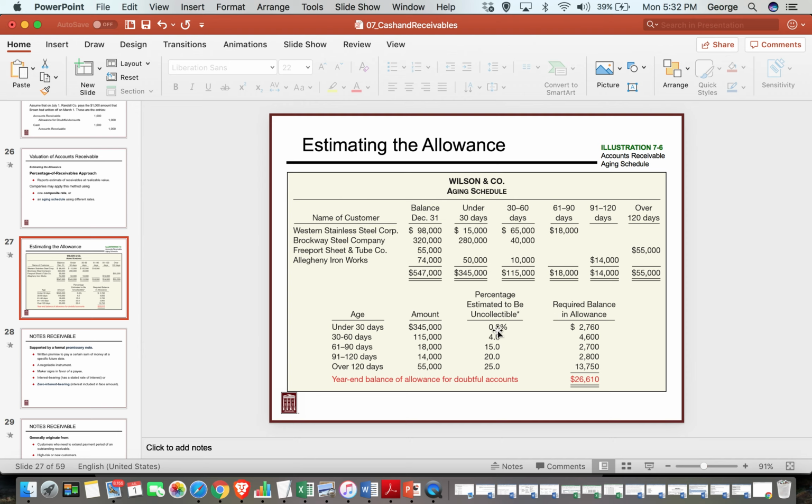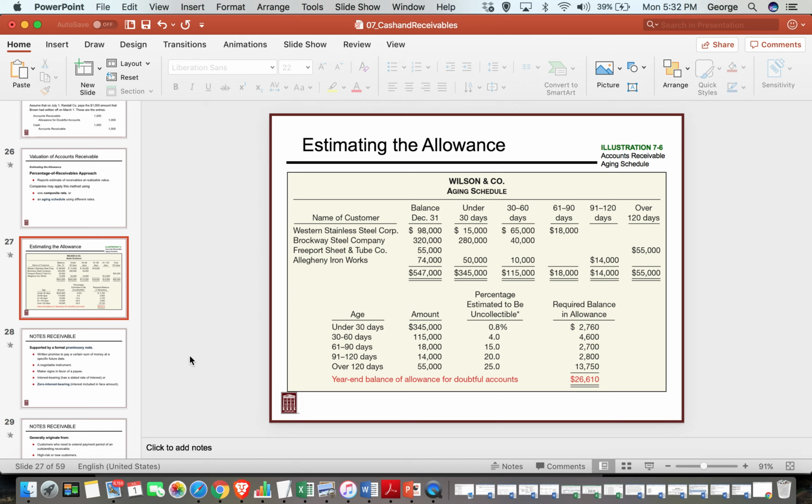Higher risk for the 115, right, 4%. It's 4,600. 60 to 90 days, 15%, 2,700. And then this last one we talked about earlier, about a 25% chance we're not going to see that, so we'll put 13,750 for that. So there's our balance in that allowance account, 26,610, using the balance sheet method, aging of accounts receivable.